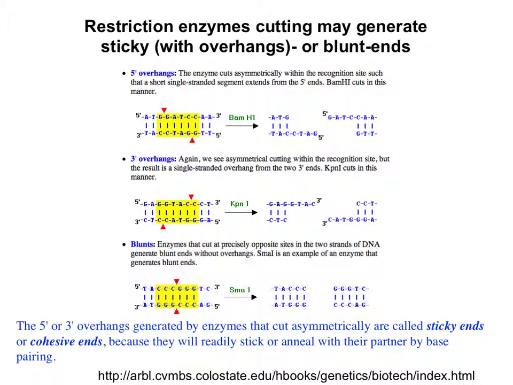And the 5' overhang you cut in this fashion, where you have an asymmetric cut, and then you have a 5' overhang when you cut. A 3' overhang you cut in the opposite direction, and now in this case you have two 3' overhangs. And then a blunt end takes a palindromic sequence and cuts it straight in the middle, leaving two blunt ends. The 5', 3' overhangs generated by enzymes that cut asymmetrically are called sticky ends or cohesive ends because they can stick back together.